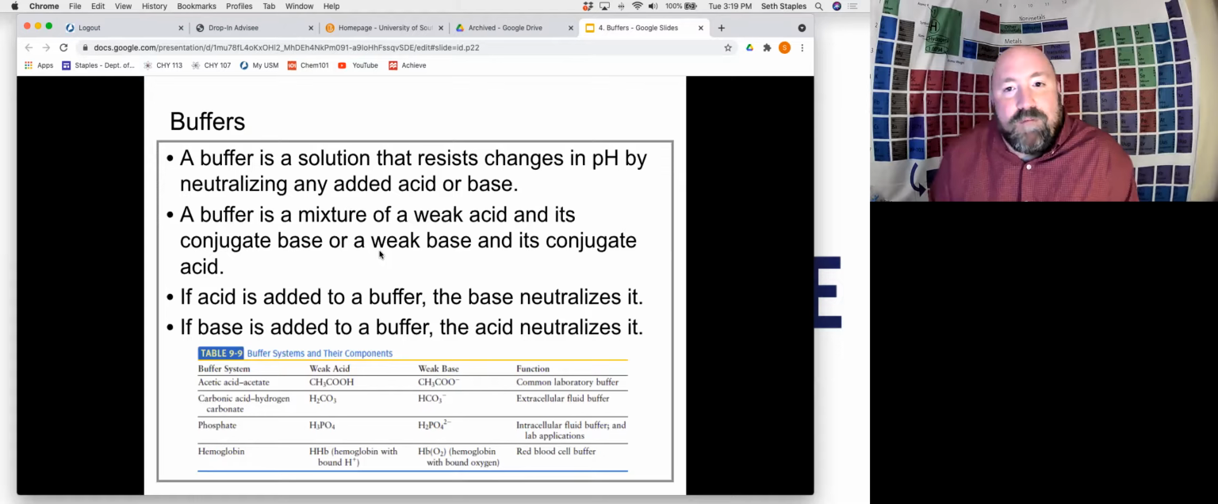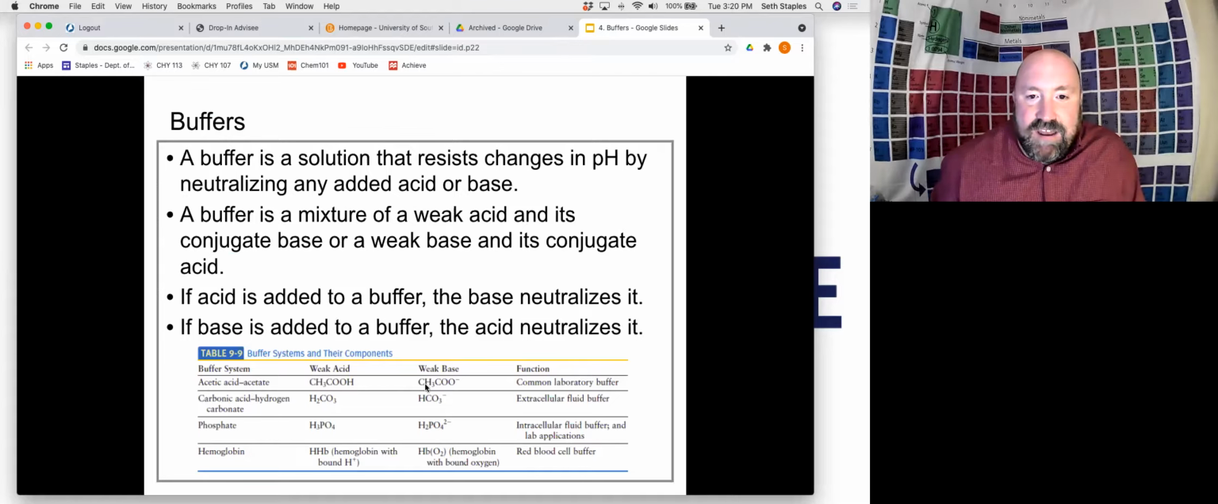And so the way that a buffer works is it neutralizes any added acid or base. It does this because a buffer is a mixture of a weak acid and its conjugate base, or vice versa, a mixture of a weak base and its conjugate acid. Essentially, a buffer is a solution that has some acid and base in it. So if acid is added into the buffer, then the base that's there can neutralize it. And if base is added into the solution, the acid that's in there is going to be able to neutralize it. And here are just a few common buffer systems.